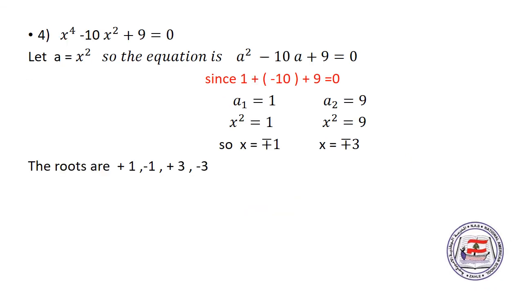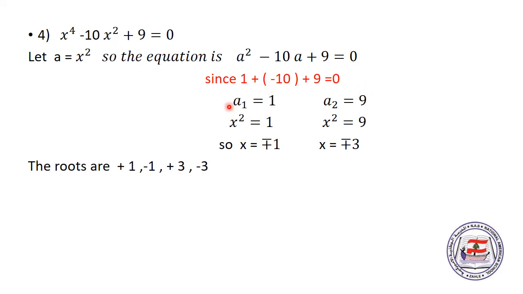In number 4, it's also a bi-squared equation since it's a polynomial equation of degree 4 with no odd power. So taking the supposition a equal to x squared, we get the equation a squared minus 10a plus 9 is equal to 0. Adding directly the coefficients of this equation, we get 0. So we can directly find the evident roots of this equation. a1 is equal to 1 and a2 is equal to 9.